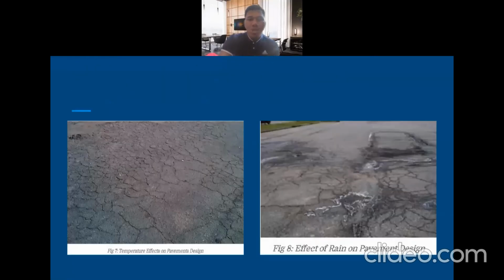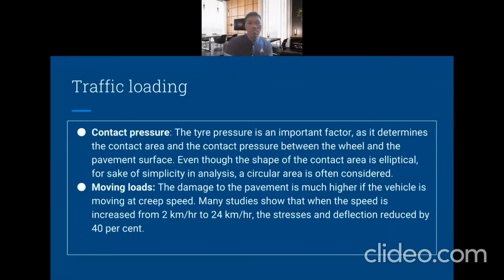So this is the figure that shows the temperature effects on the pavement design and also the effects of rain towards the pavement design. Next, the second factor affecting the pavement design is the traffic loading. In terms of the contact pressure, the tire pressure is actually an important factor as it determines the contact area and the contact pressure between the wheel and the pavement surface.